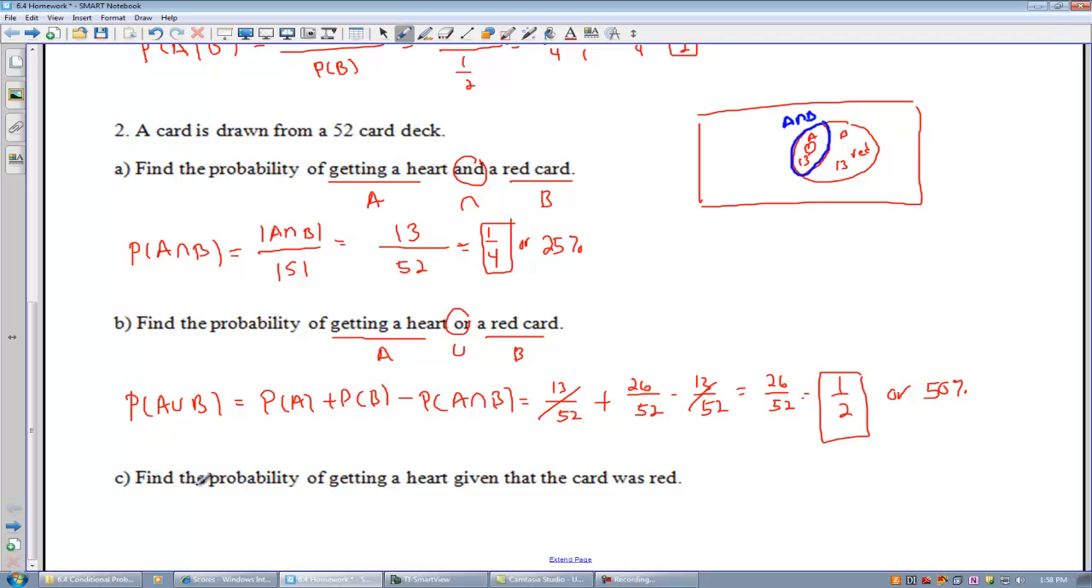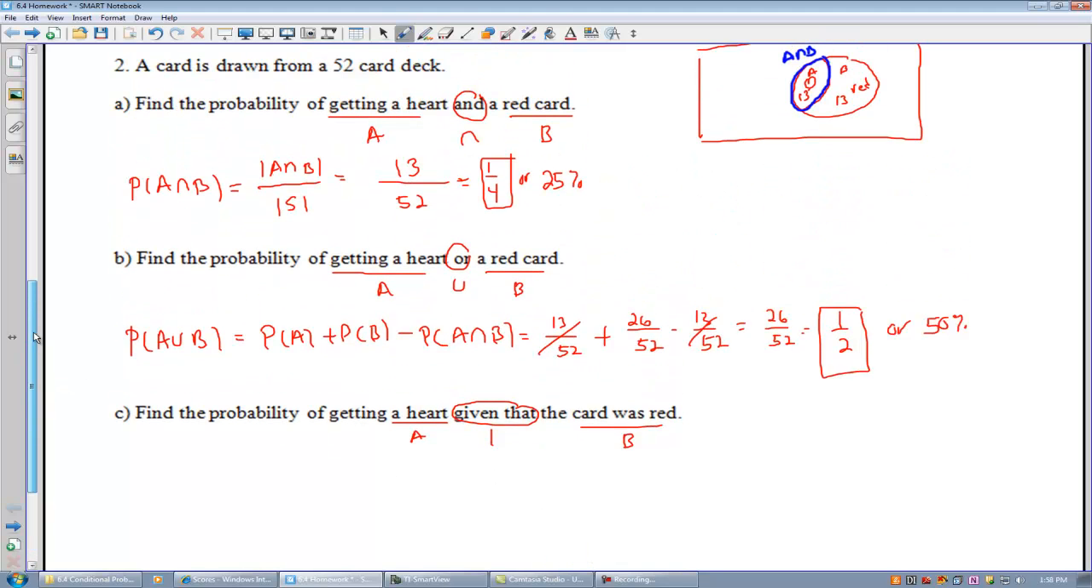And this actually makes sense if you think about it. In A union B, how many things do you have? Well, here's A, here's B. You just have 26 things, so 26 over 52, and you get 50%. Now we have the probability of getting a heart, so that's my A, given that, so that's my line here, the card was red.